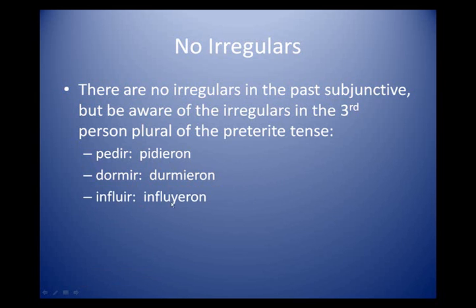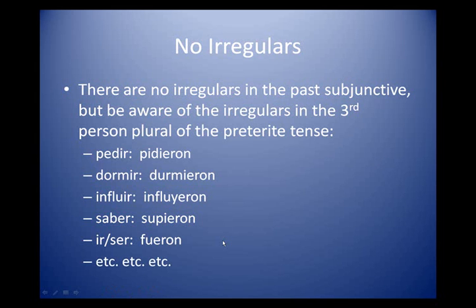Influir, some of them add this strange y, especially -uir ending verbs. So influyeron, that will carry over into the past subjunctive: influyera, influyeras, influyera, and so on. Saber, supieron, will be supiera, supieras. And I said about ir and ser, fueron, fuera, fueras, fuera, fuéramos, fueran.